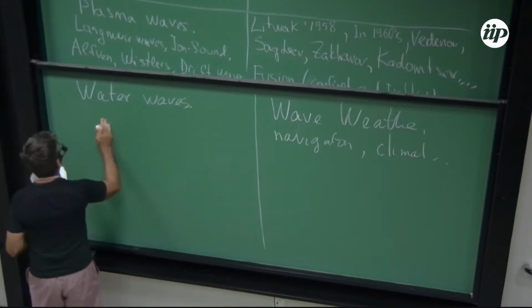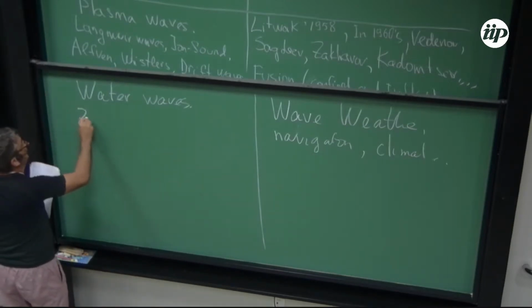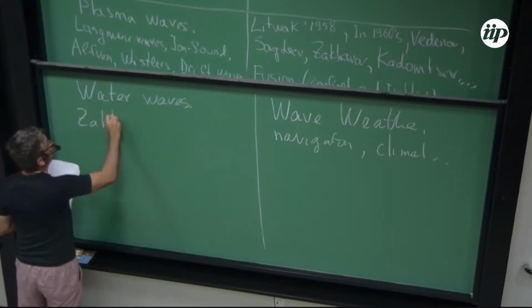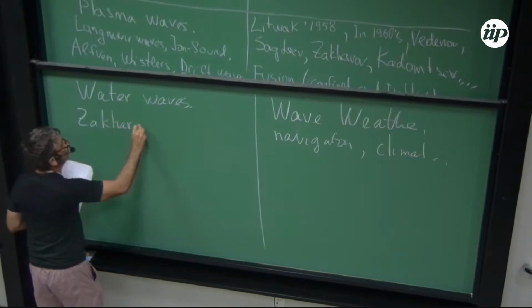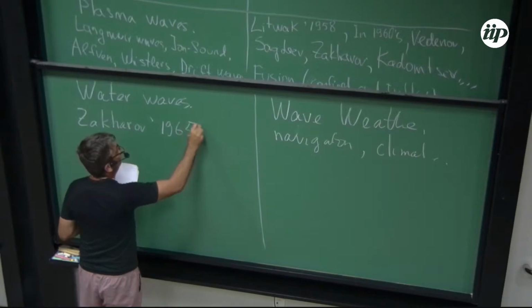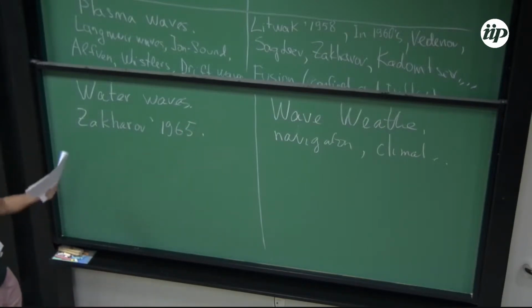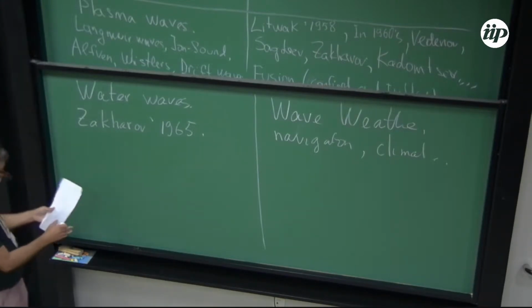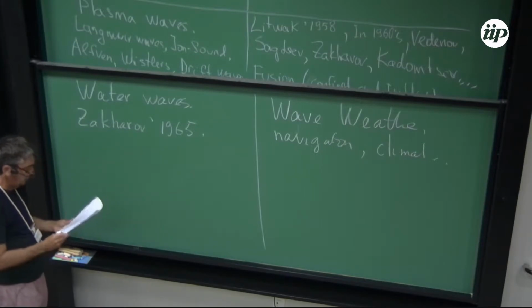So here, of course, Zakharov. That's precisely the example he used in his PhD thesis to derive the spectrum that we know by the name Kolmogorov-Zakharov right now.